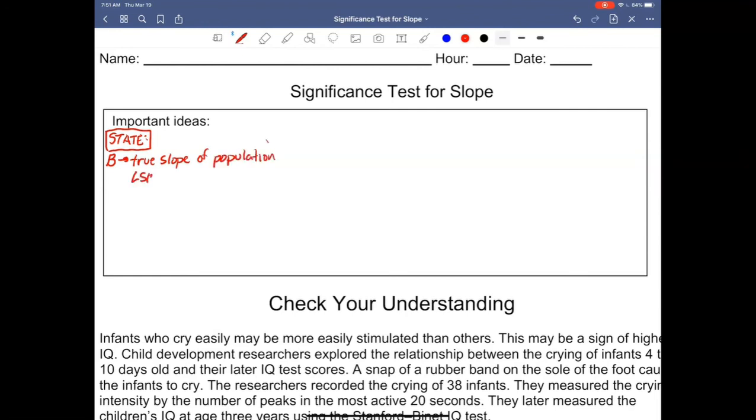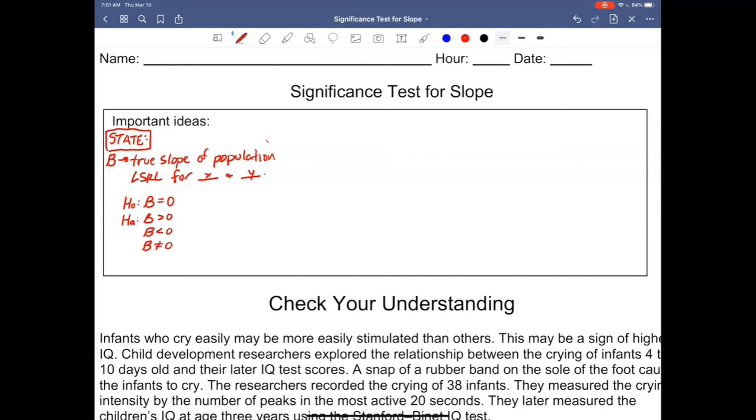LSRL for, and then we'd put our context in here for X and for Y. And then we would use that parameter to set up our hypotheses. The null hypothesis is always going to say beta equals 0, which would say that there is no linear relationship between the two variables. And then the alternative could be one-sided or two-sided, so it could be beta is greater than 0, or beta is less than 0, or beta is not equal to 0.